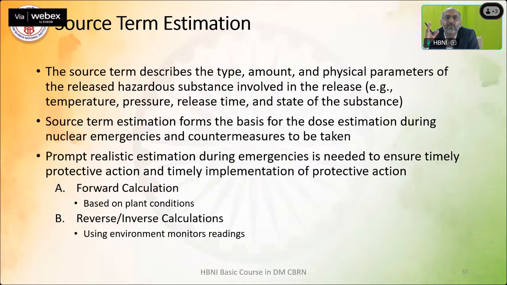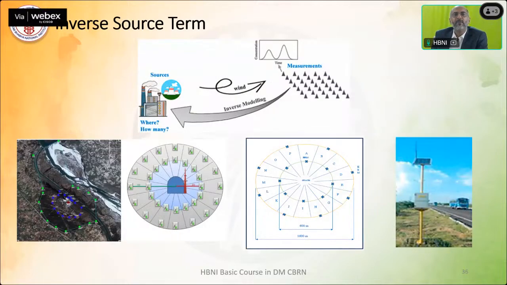The other way of estimating the source term is a reverse, inverse calculation. That is, you use environmental monitors to estimate the source term. So these are the two methods to estimate a source term, and this is how you can use the source term as part of your decision support system. Okay, and I briefly discussed the forward calculation.